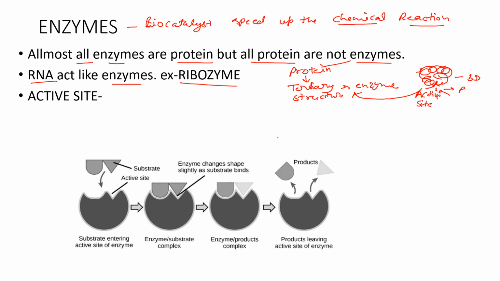So how does the enzyme work? See in this picture, this is the enzyme, this is the active site, and this is the substrate. The substrate enters the active site, and the enzyme slightly changes the shape of the active site so the substrate can bind to it. So what is formed? Enzyme substrate complex. Then the bonds are broken, new bonds are formed, so a new product is produced.